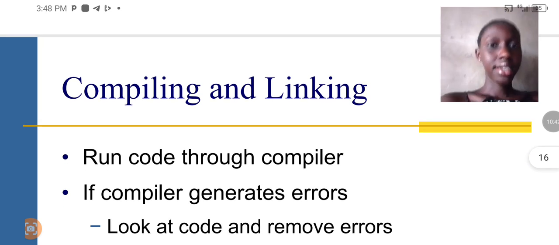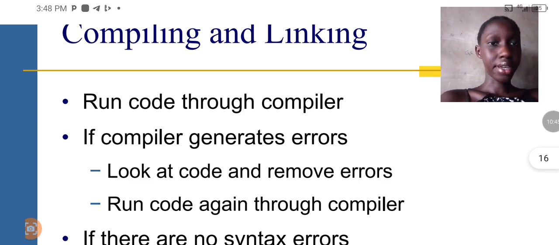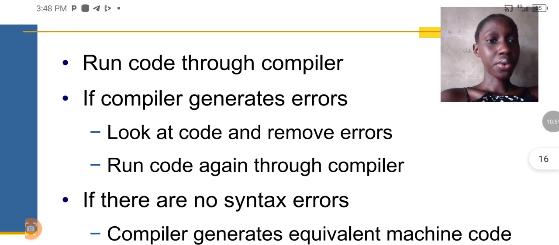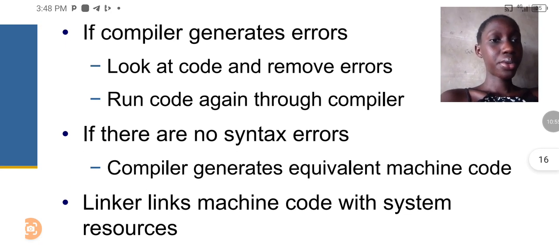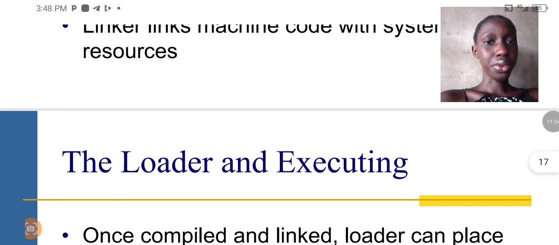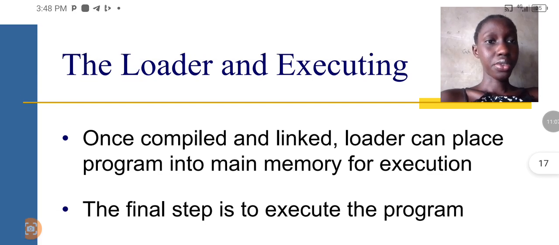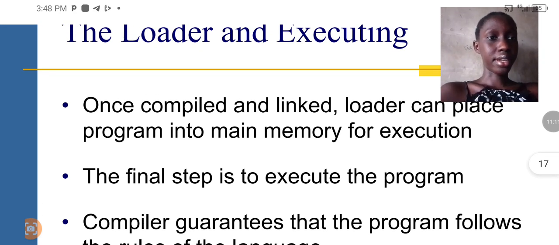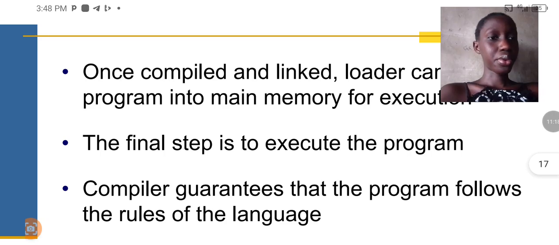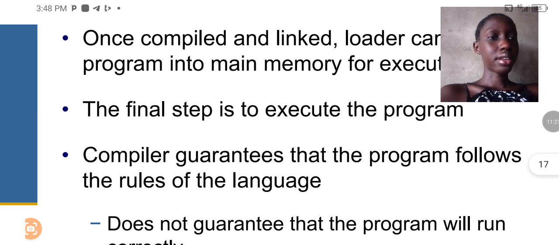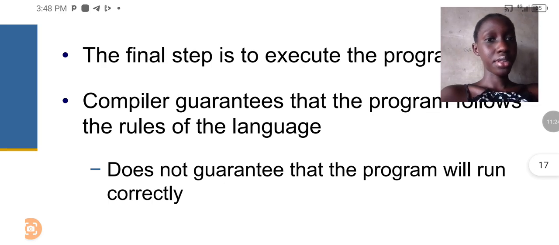Now, in compiling and linking, we run the code through the compiler. If the compiler generates errors, you look at the code and remove the errors, then run the code again through the compiler. If there are no syntax errors, the compiler generates equivalent machine code. The linker links the machine code with system resources. With the loader and the execution, once you've compiled and linked, the loader can place the program into main memory for execution, and the final step is to execute the program. The compiler guarantees that the program follows the rules of the language. Take note, it does not guarantee that the program will run correctly.